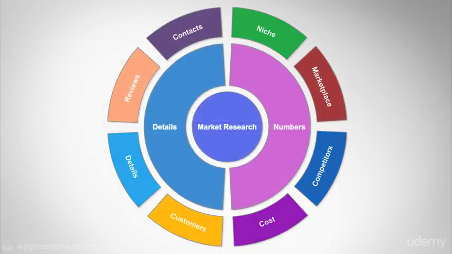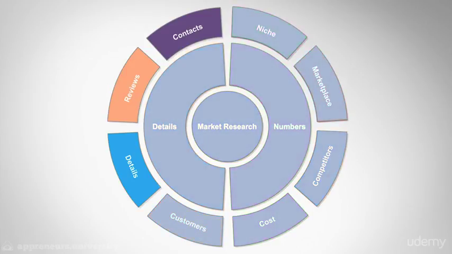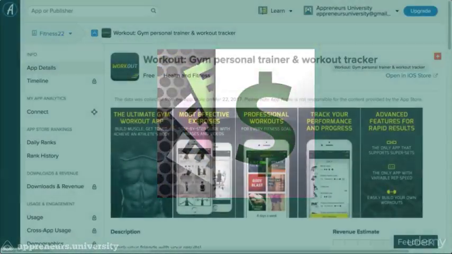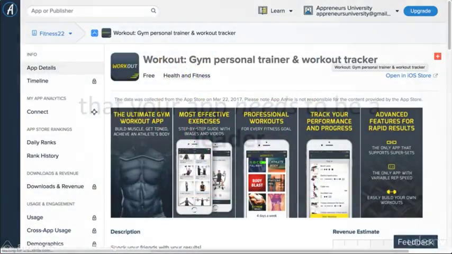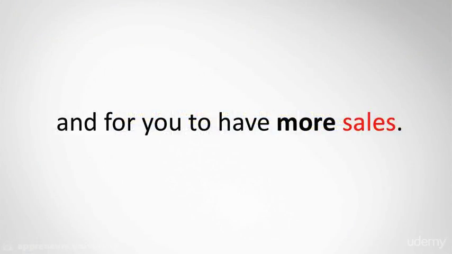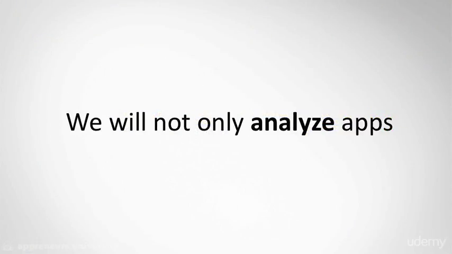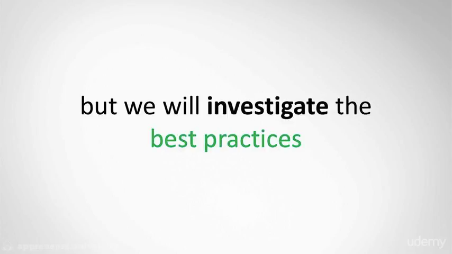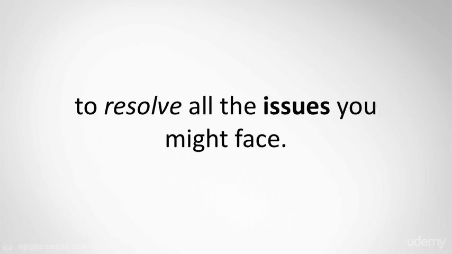This is the final course about market research formula, and it covers the final 3 steps. Here, we will talk about icons, screenshots, and features that your app needs to be a leader, and for you to have more sales. We will not only analyze apps that we've selected in a previous stage, but we will investigate the best practices to resolve all the issues you might face.